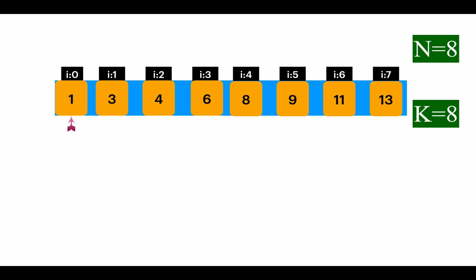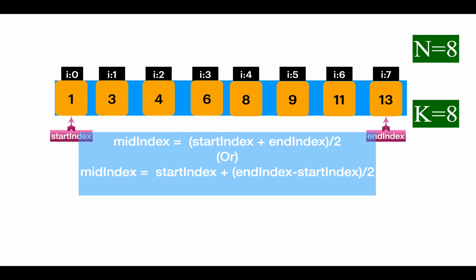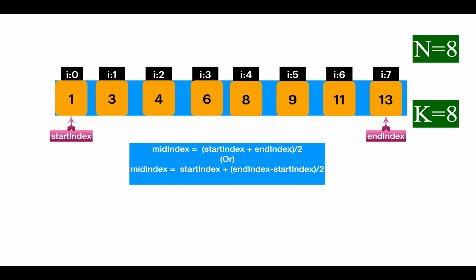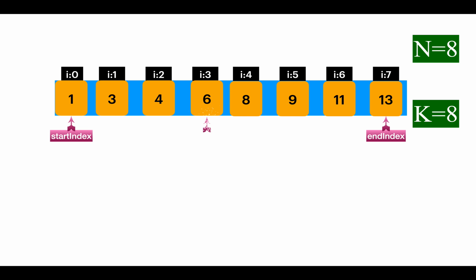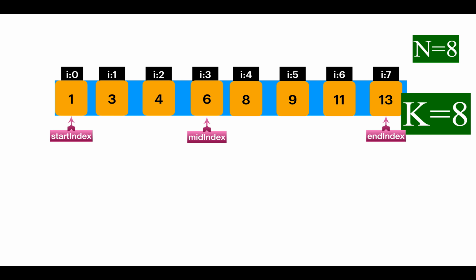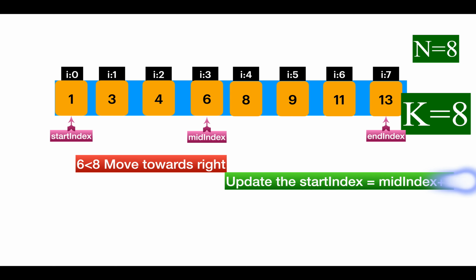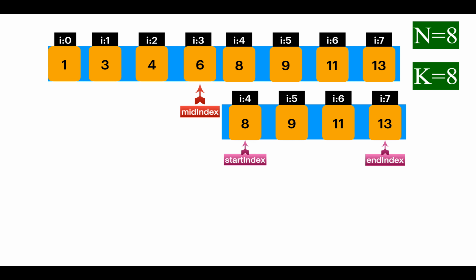Let's initialize the start index as 0, end index as n-1. Figure out the mid index by taking the average of these two. So the mid index will be 3. Now compare the mid value with the given key. So now the mid value is less than key, so the key must be on the right side. To move towards right, update the start index equal to mid index plus 1. So the new start index will be 4.